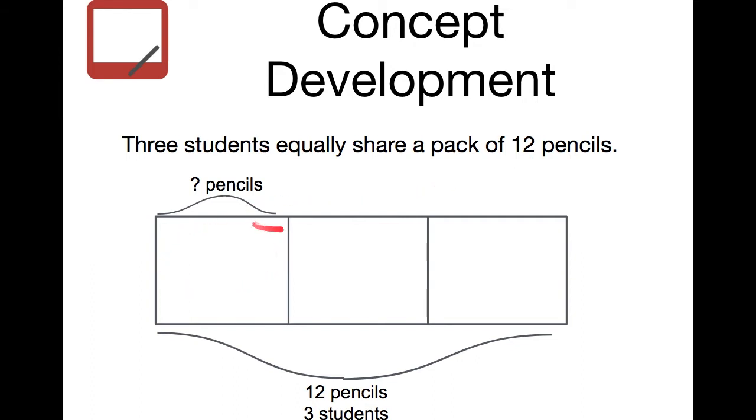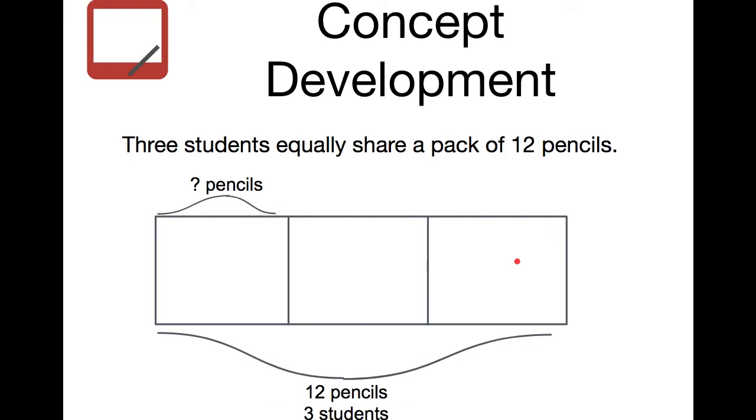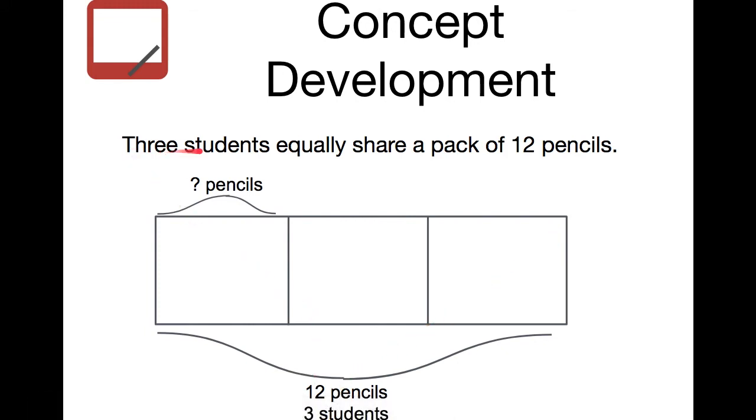But right here, I have 3 boxes. How did I know how to put 3 boxes here? Oh, because it says 3 students. And my problem, 3 students equally share a pack of 12 pencils. But then I have this up here, this question mark and pencils. So this question mark tells me this is my missing information. This is what I do not know, or we call it the unknown. This is our missing information.